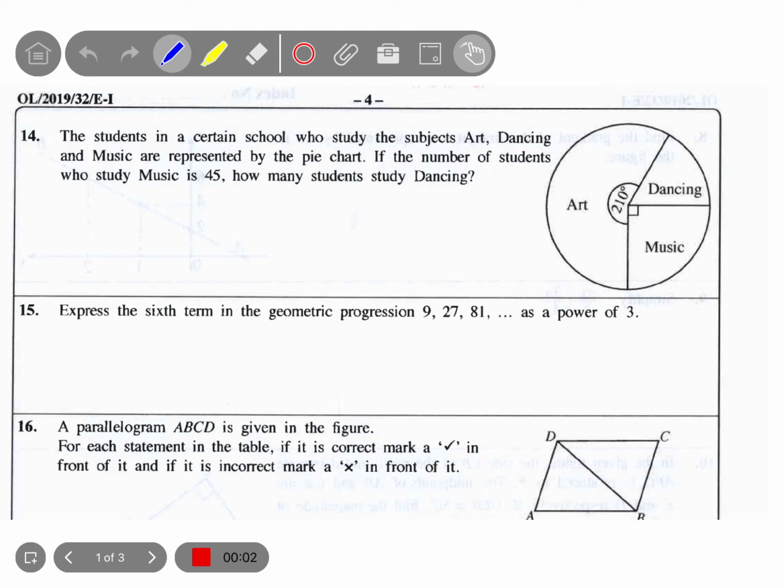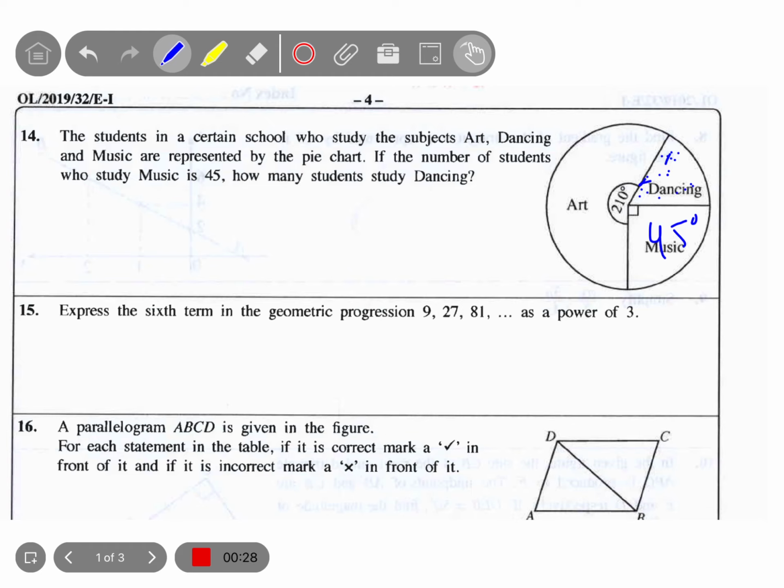Okay, next question, question number 14. The students in a certain school who study the subjects art, dancing, and music are represented by the pie chart. If the number of students who study music is 45, so this value is 45 here, they're asking for the students studying dancing, this value. How to find this? Pretty easy.